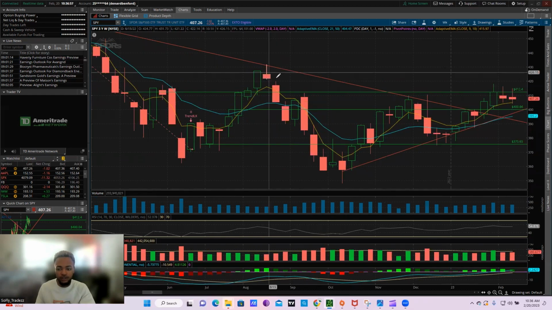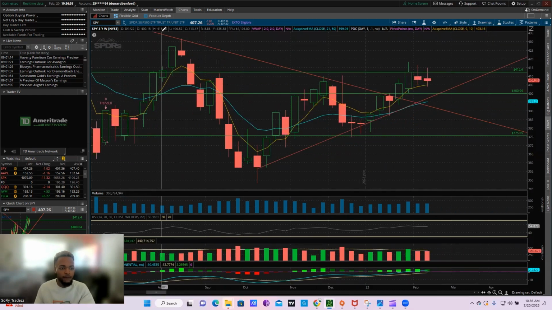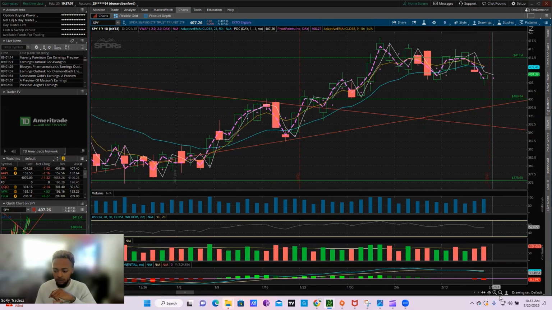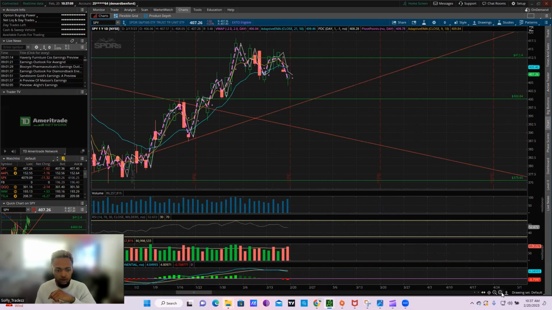Let's see, do I see anything in this time frame? No. So what I want to do is I want to see a little bit more information. So I want to go to my daily time frames because it takes more candlesticks to make your daily time frames. So, okay, what else is catching my eye right here?